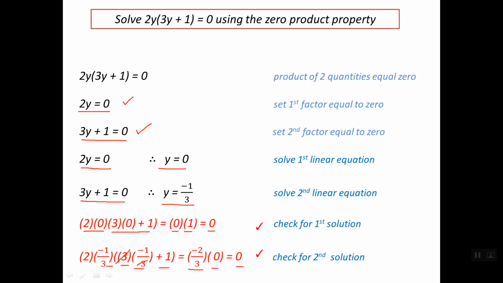That's all about solving the quadratic equation using the zero product property.